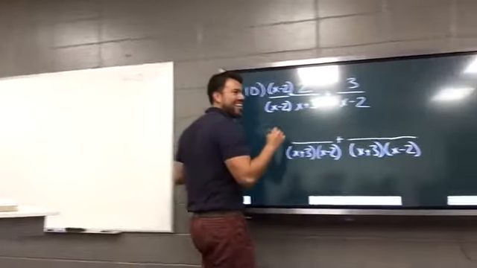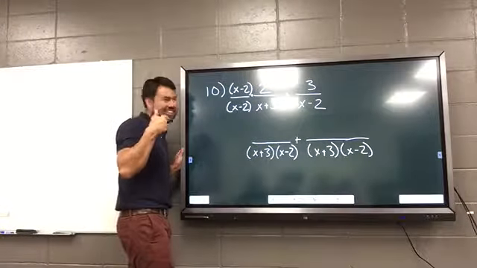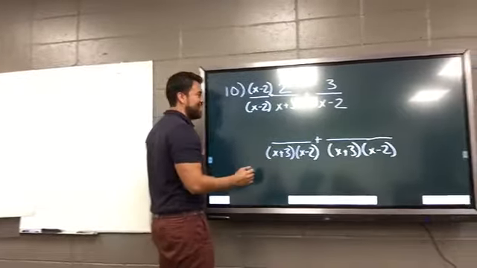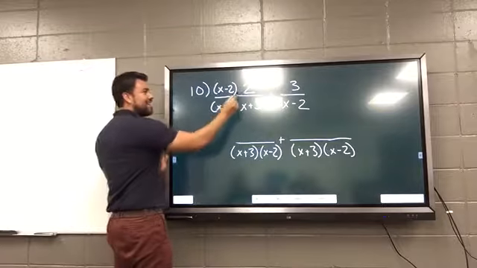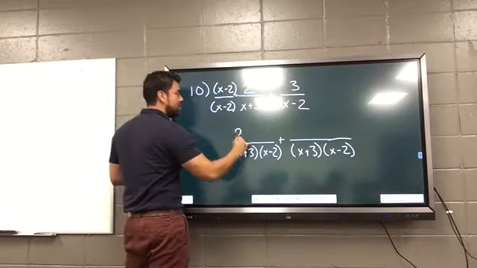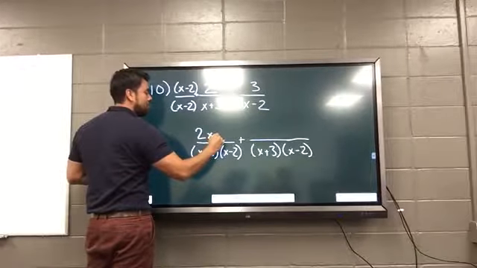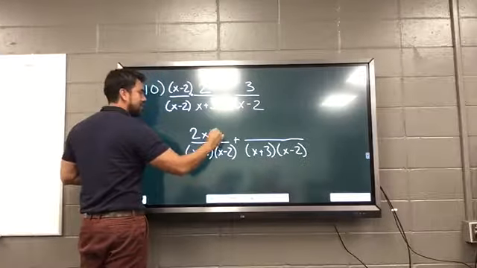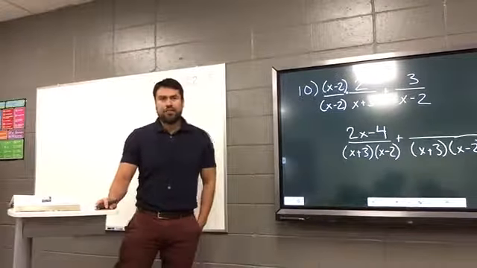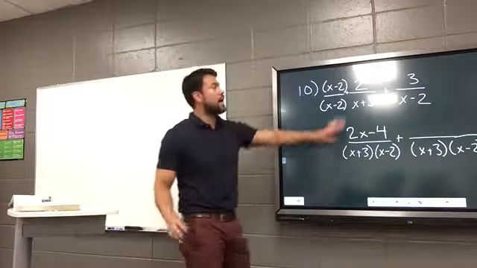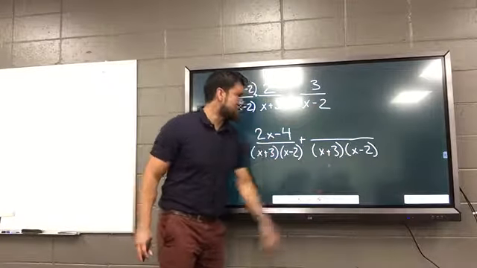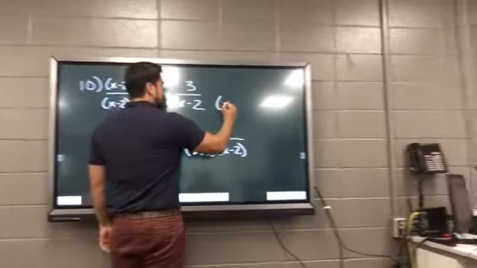That's a great thought. You can explain it to me later. Sorry, I'm blanking out. It's me, not you. Okay. 2 times x minus 2 is 2x minus 4. That's your first fraction. The second fraction, what did I have to multiply x minus 2 by to get x plus 3 times x minus 2? Yep. x plus 3.